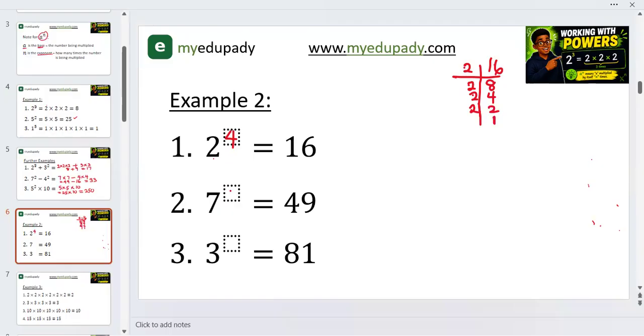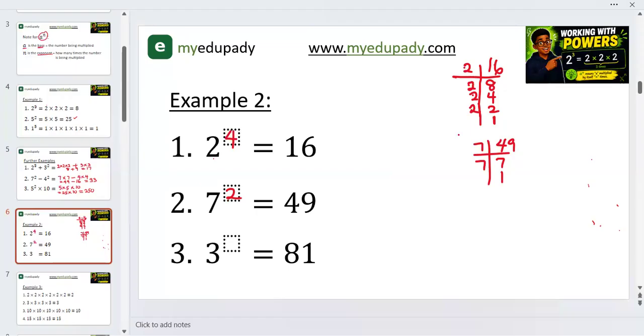Now, 7 to the power of what will give us 49? You pick 49 and you divide by 7. So 7 in 49 is 7. 7 in 7 is 1. So 7 in 2 places gives us 49. So this is 2. So 3 in how many places will give us 81?